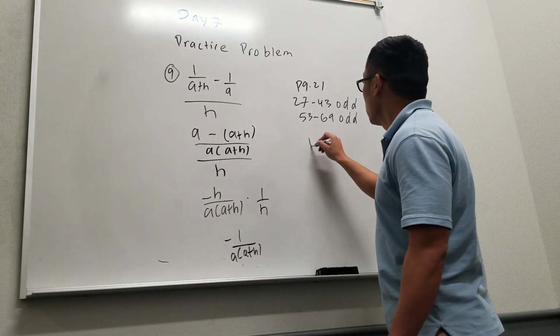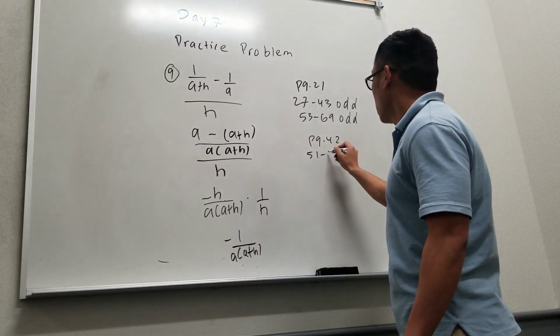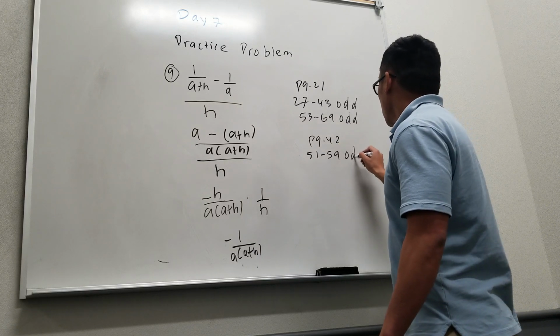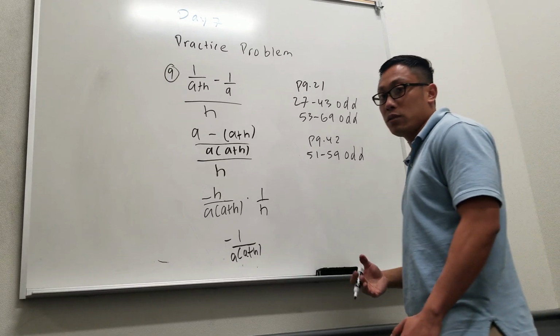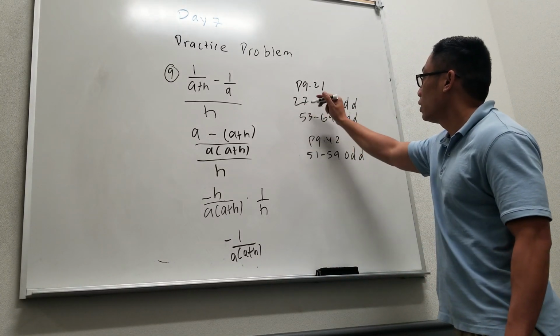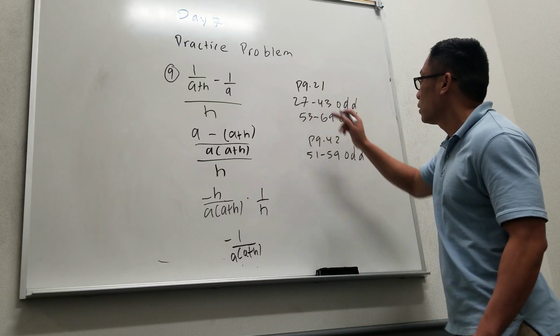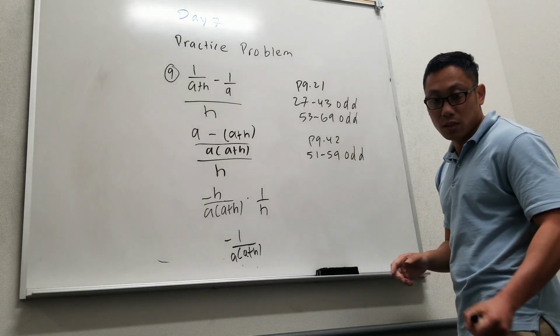So page 42, 51 to 59, odd. As you notice, I'm giving you odd so you can see the answer in the back, so you can make sure you did it correctly. And odd means basically don't do the even, so just do the odds like 27, 29, 31, stuff like that. Okay, that's it.